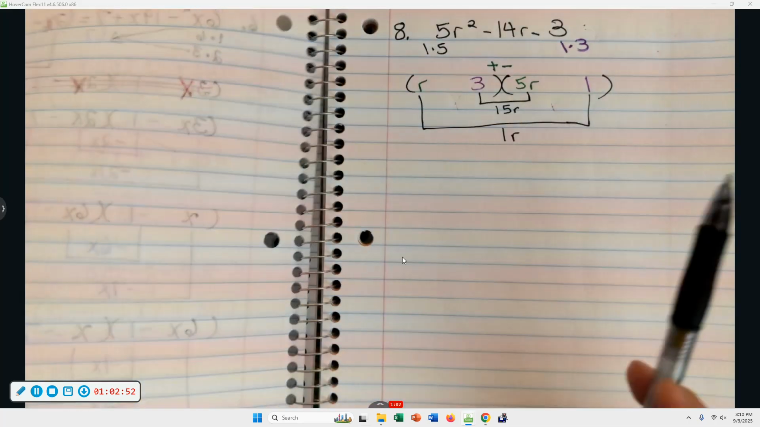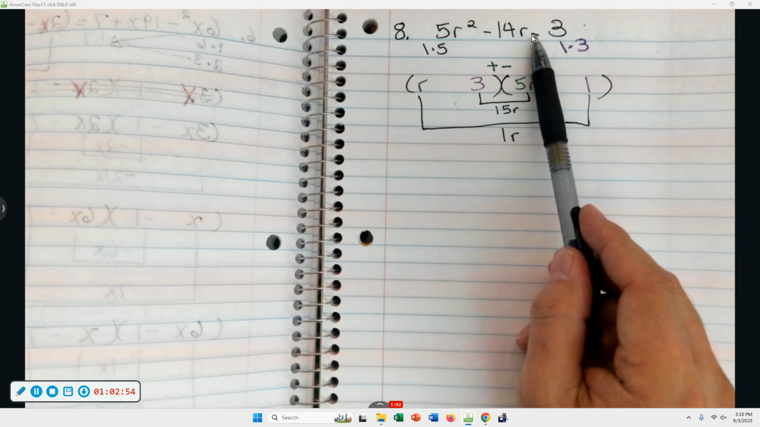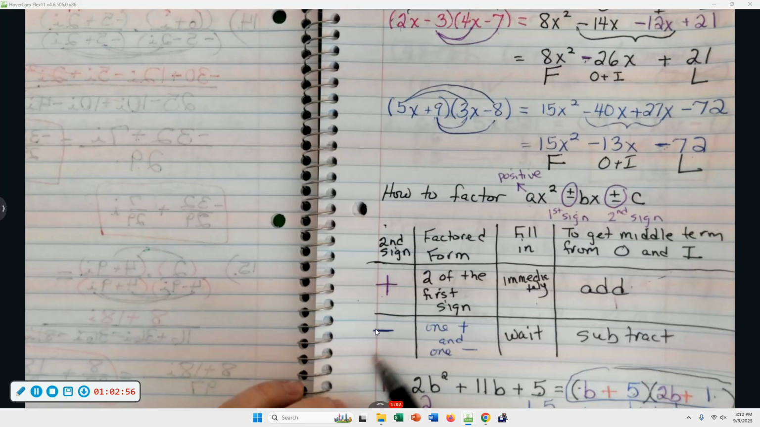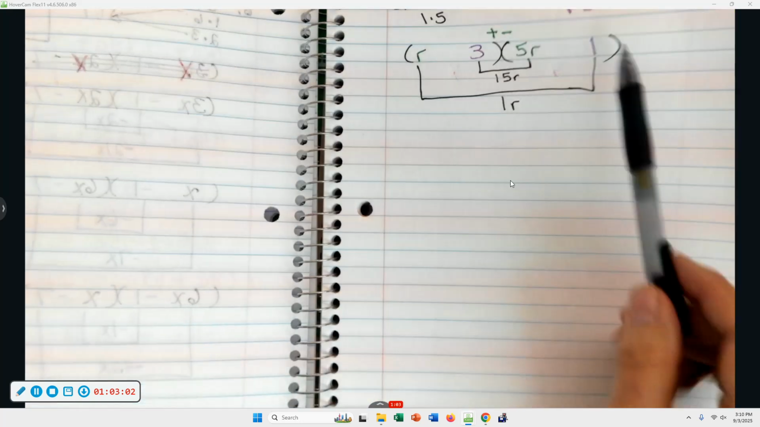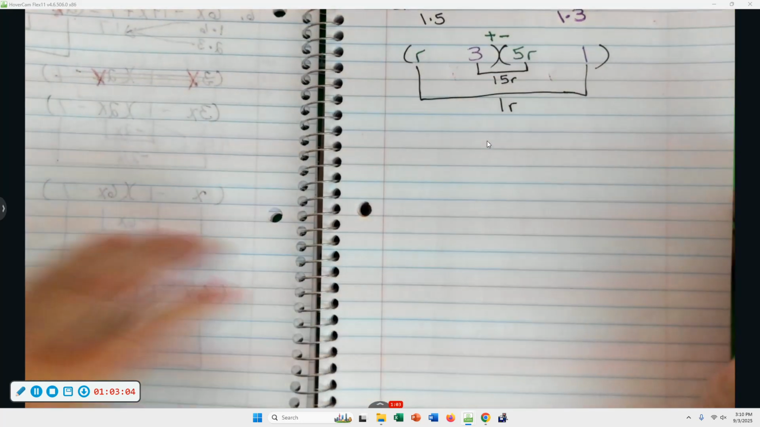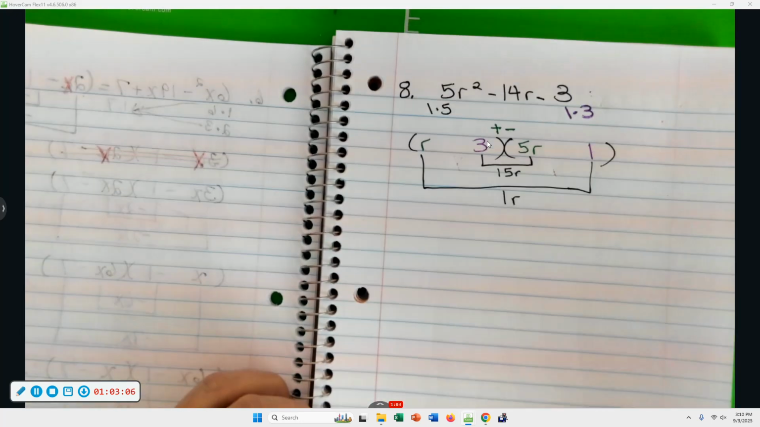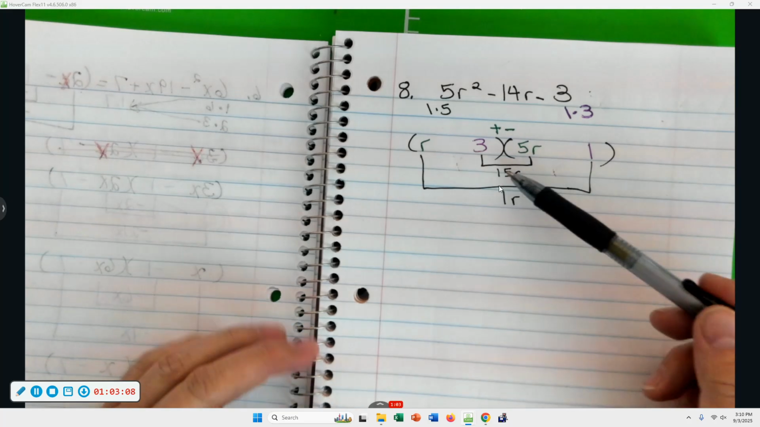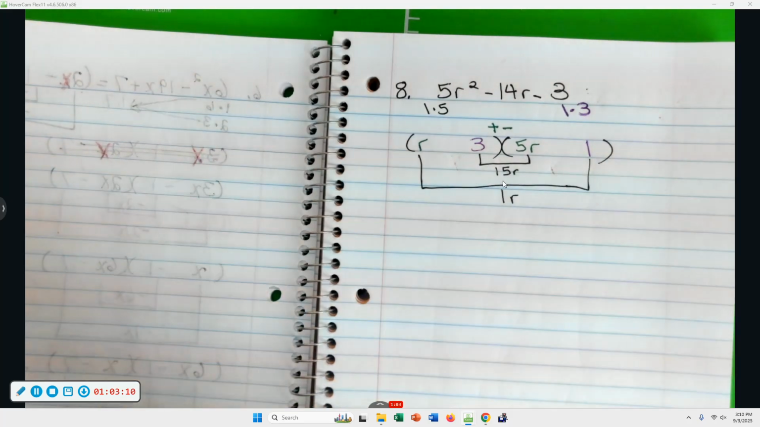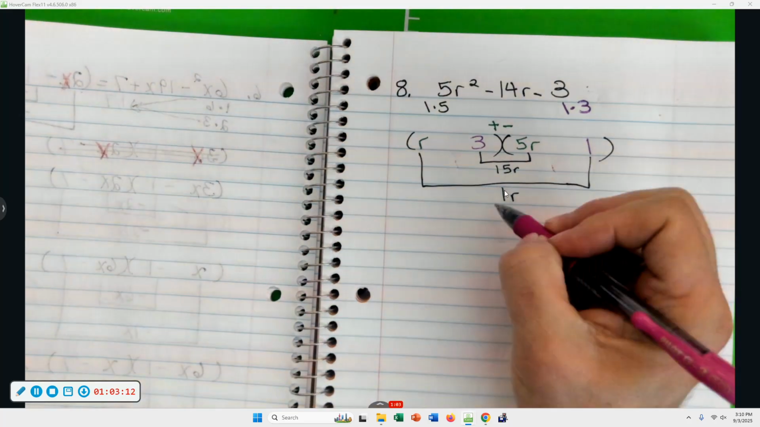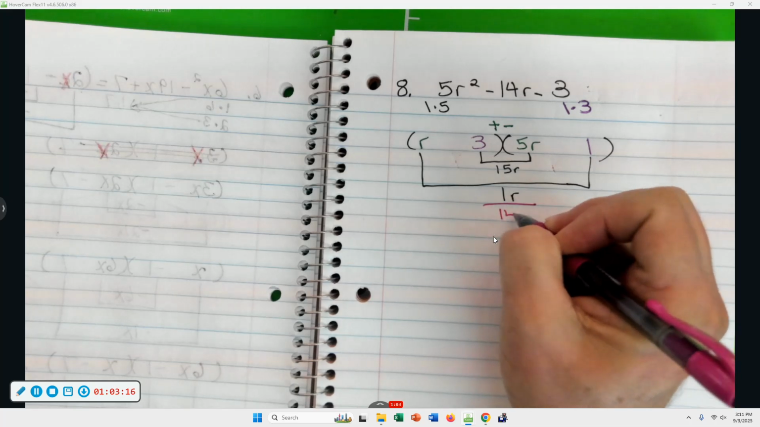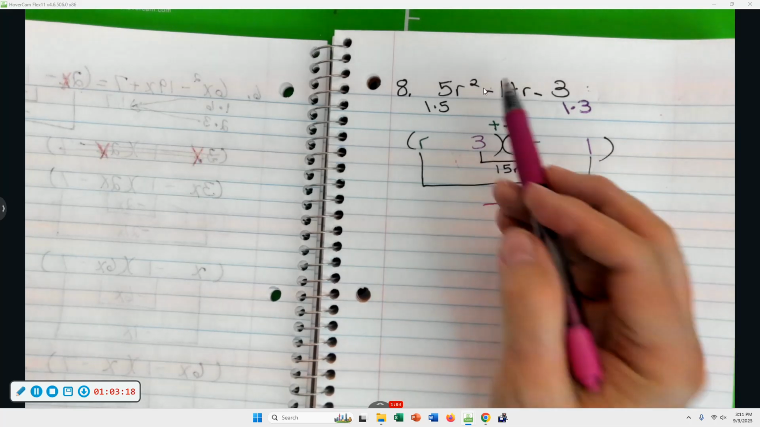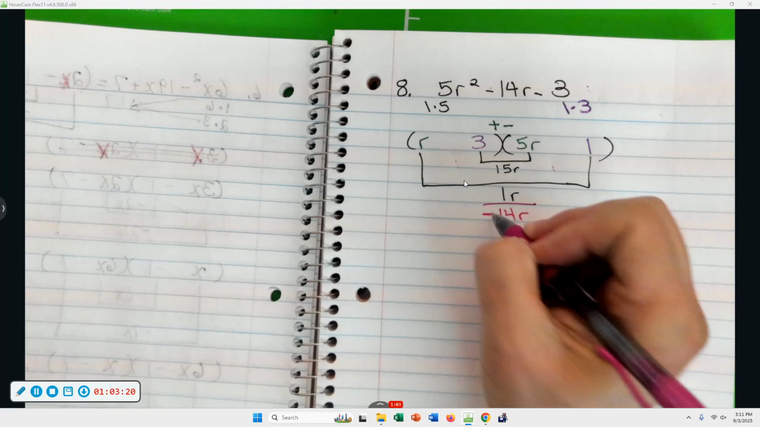Let's see, where is it? That last sign's a minus. The last sign's a minus. That means the outer and inner need to subtract to give you this number here, 14. Does 15R and 1R subtract to give us 14R? Yes, it does. But this time we need a negative 14R.